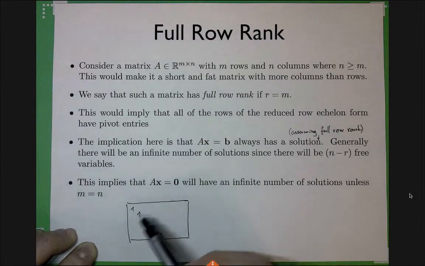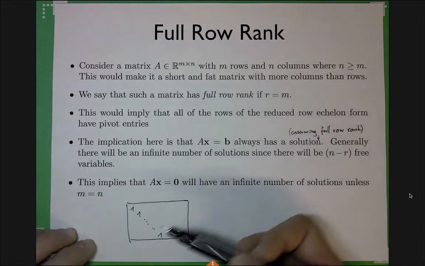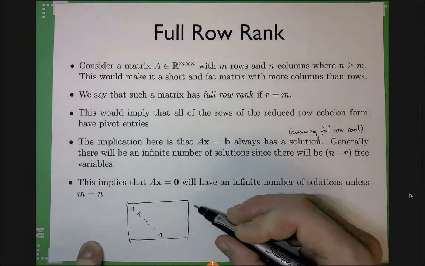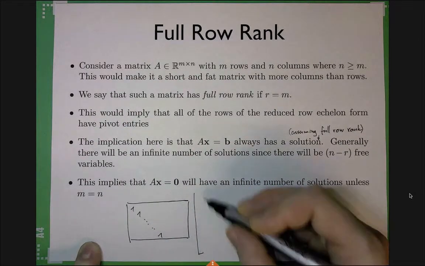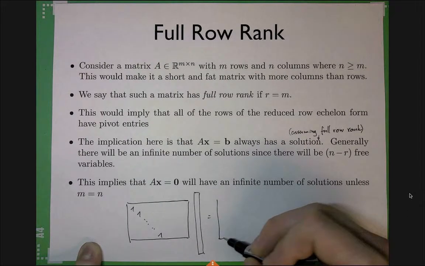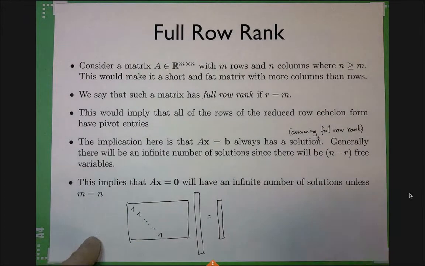And if we assume that this is a full rank matrix, consider the system of equations Ax equals b. Here x would be this long thing, and b would be this shorter thing. Ax equals b always has a solution. That's because we can always, by back substitution, find the solution. We can always pick these x's.